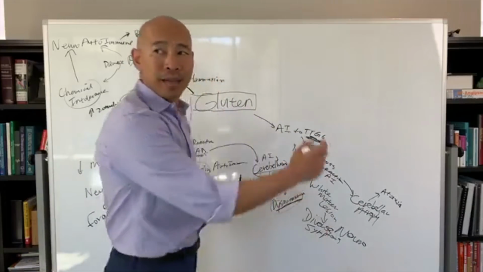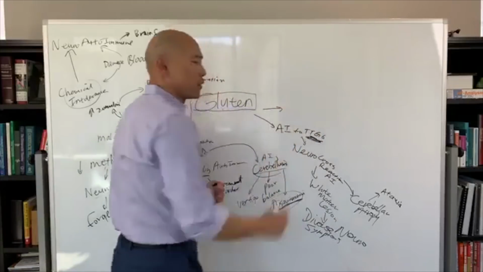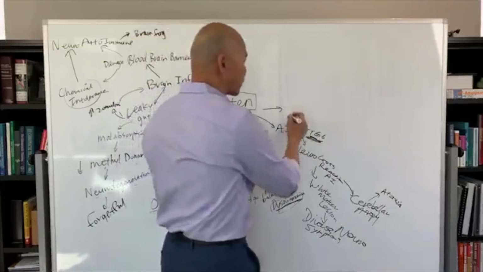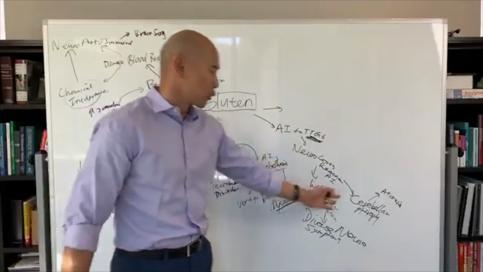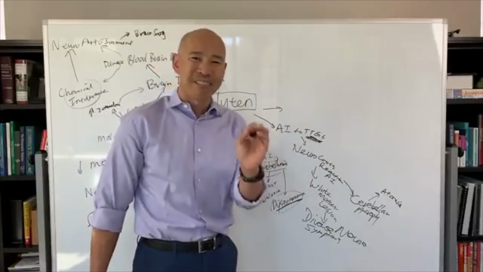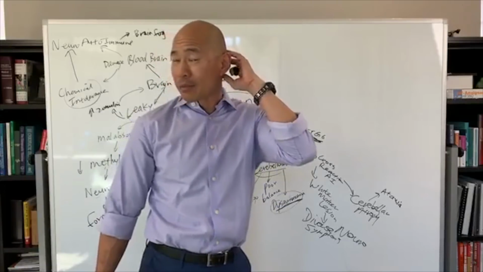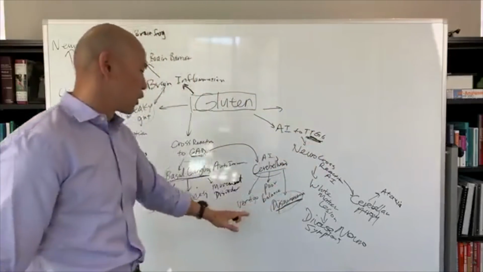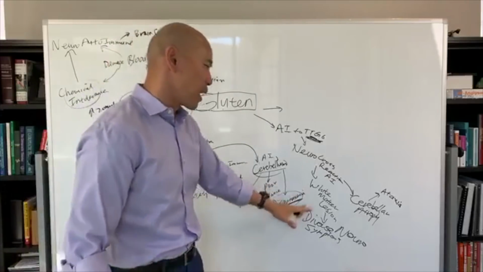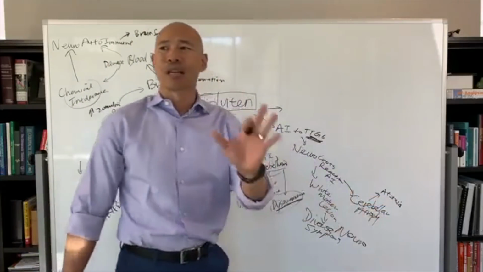Next, you can also have cross-reaction to the cerebellum itself. We talk about the cerebellum quite a lot. Gluten definitely has a lot of effect on this part of the brain, which can cause, again, vertigo, balance problems, dysautonomia, and ataxia, which is a balance issue.